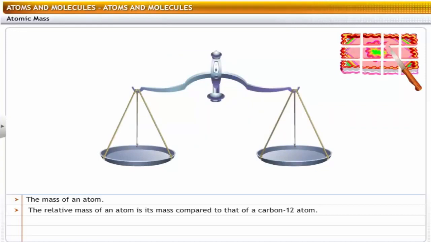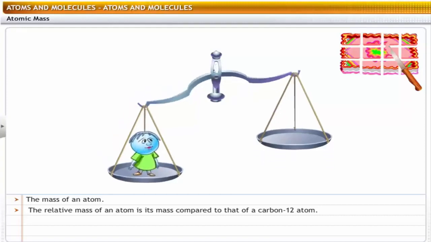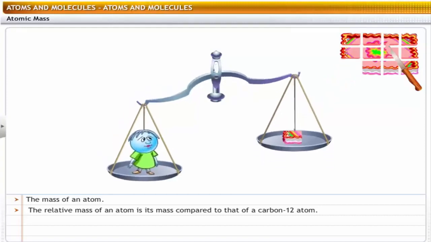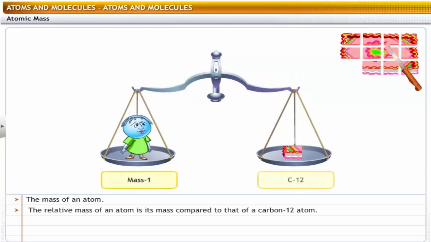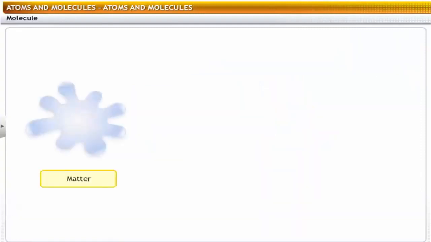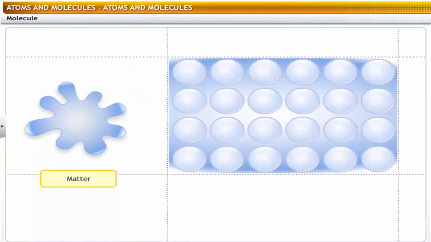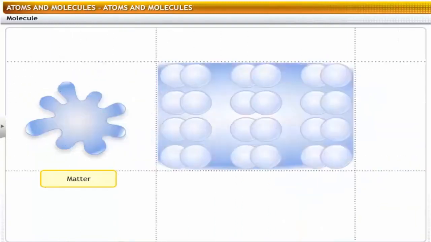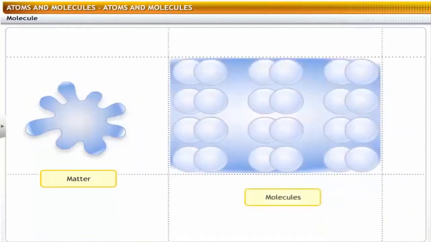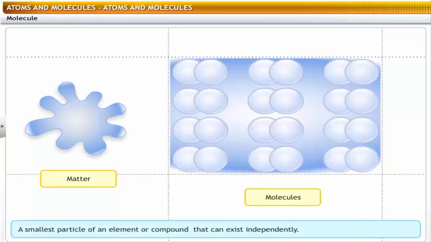Similarly, the relative atomic mass of the atom of an element is defined as the average mass of the atom as compared to 1/12 the mass of one C12 atom. Matter is made of atoms. But how do these atoms exist? These atoms exist in a combined state called molecules. Thus, a molecule is the smallest particle of an element or compound that can exist independently and show all the properties of that substance.